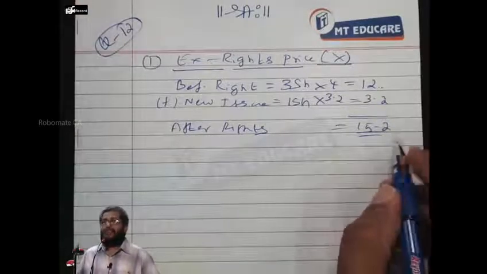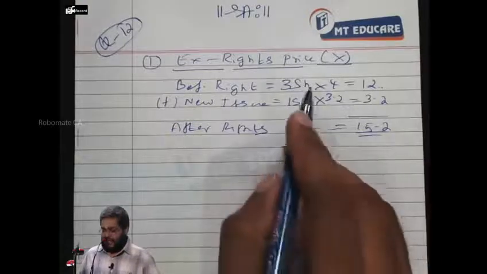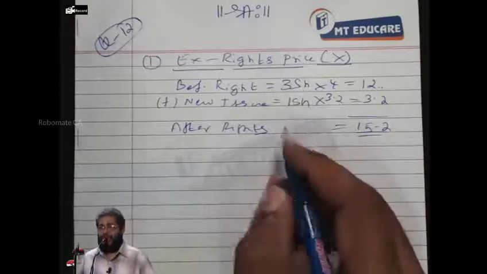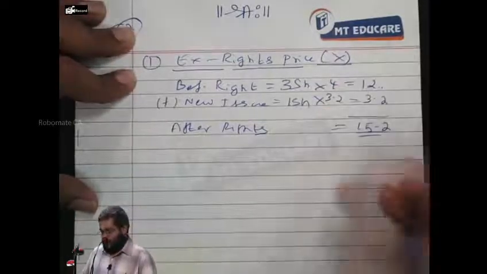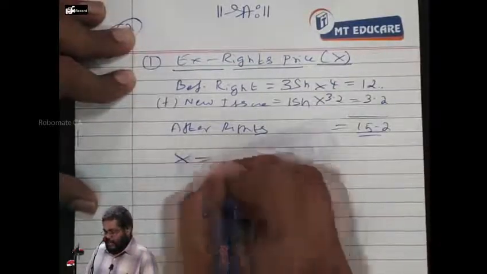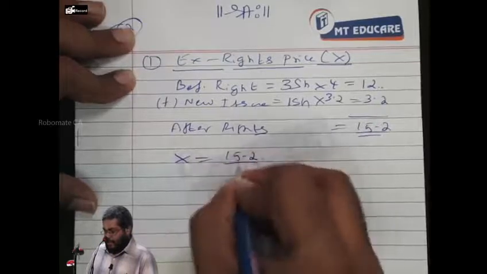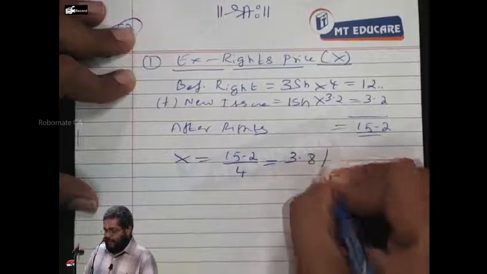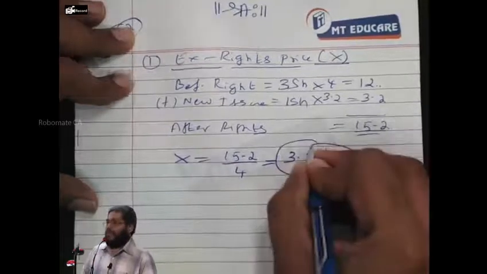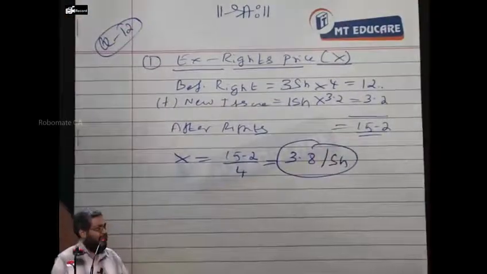15.2. Is this 15.2 going to be shared by the same 3 shareholders? More than 3. So now what will be the number of shares sharing the 15.2? 4. That means I can say X is equal to 15.2 divided by 4. How much is it here? 3.8 per share. So this is going to be the share price after the rights issue is made.